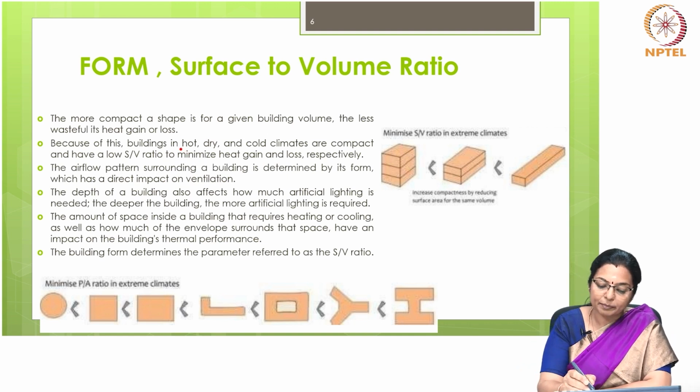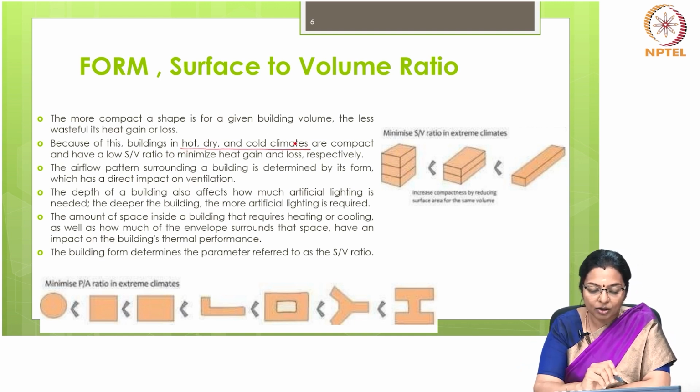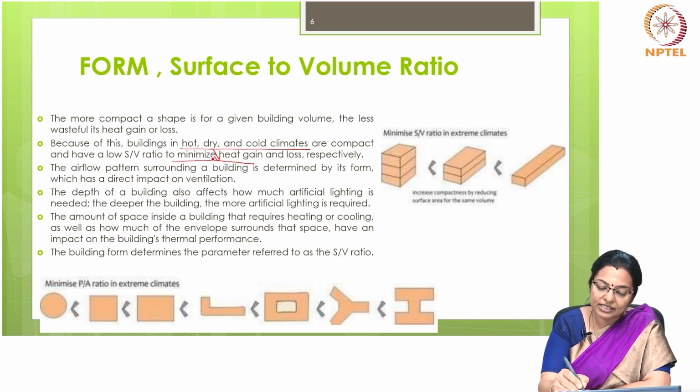So, it is better that buildings in hot, dry and cold climates are compact because that will minimize heat gain in hot, dry conditions and it will minimize heat loss in cold climates.